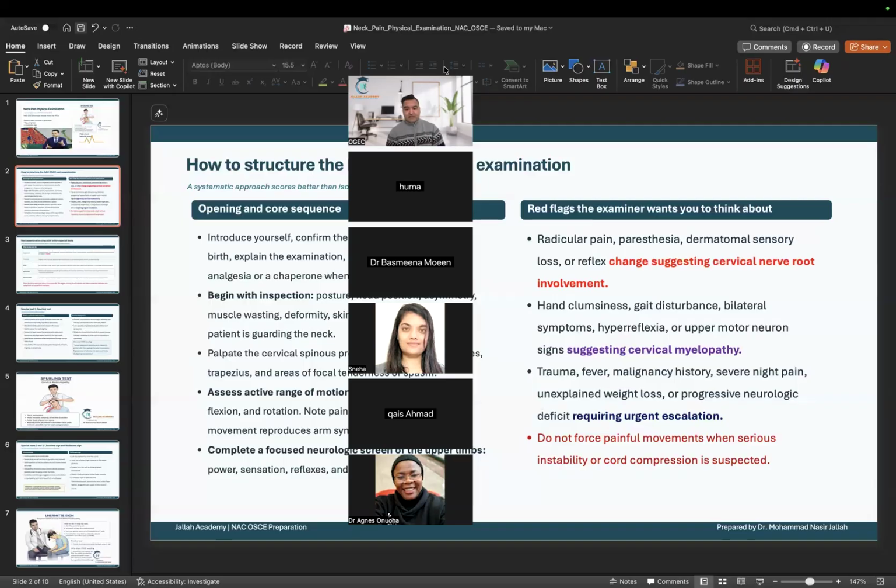Trauma, fever, malignancy, history of severe night pain, unexplained weight loss, or progressive neurological deficit requires urgent escalation. Do not force painful maneuvers when serious instability or cord compression is suspected. Good. That's why I made it red. That is something that you have to avoid.